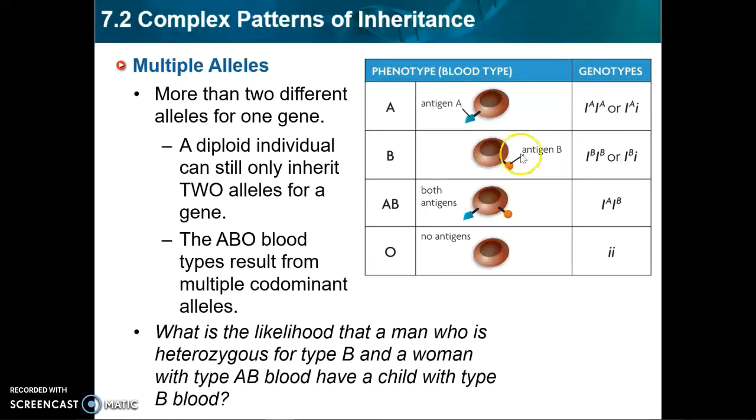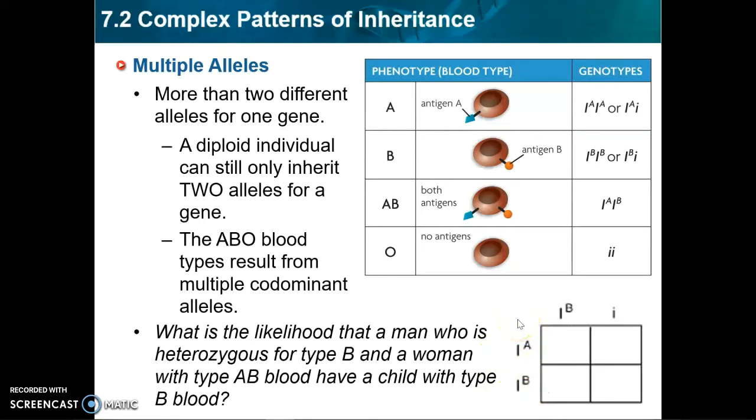Well, if he's heterozygous for type B, that would be the second genotype here, meaning he has one B allele and his other allele is an O. And then we're looking for a woman with type AB blood. Well, there's only one genotype that she could be. She has to have an A allele and a B allele. So if we make this Punnett square, here is the man who is heterozygous for type B. Here's the woman with type AB blood.